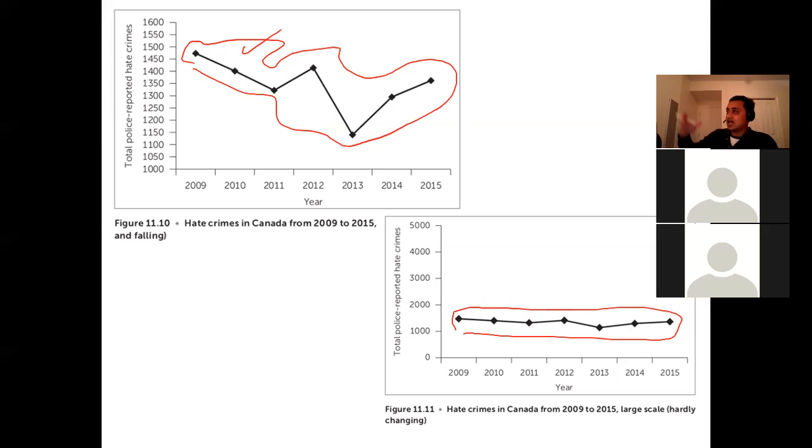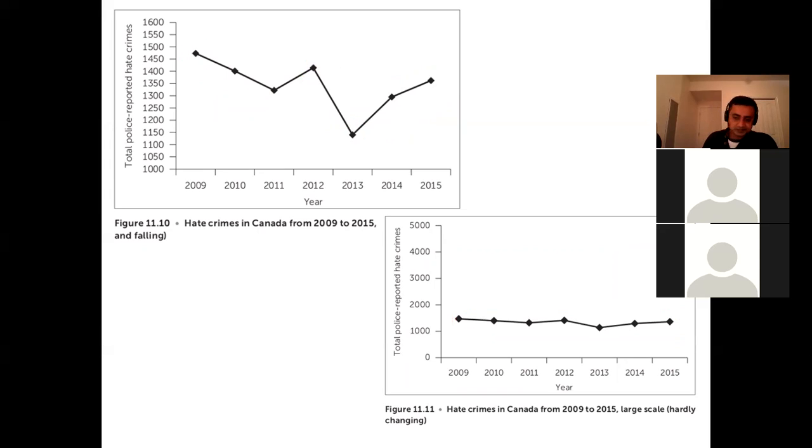They'll just tell you, look at what's happened, and they'll show you these amazing presentations. You look at this going, oh my God, there was a massive spike in hate crimes in 2011-12, and then it went down dramatically in 2013. So that was amazing. Then you look at this graph, and it stayed the same, right? So it's just a caution to pay attention to the scale.